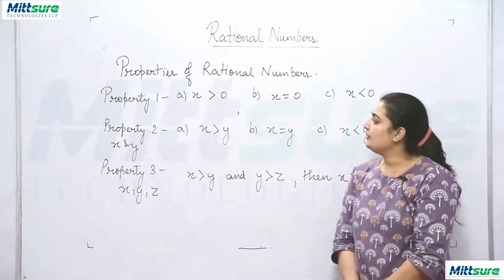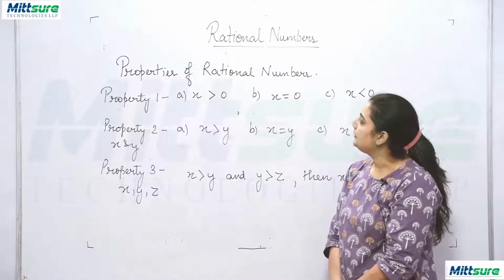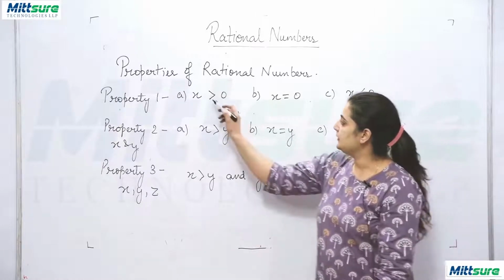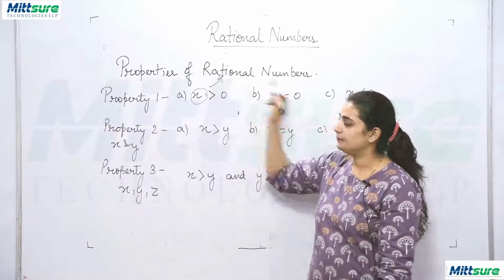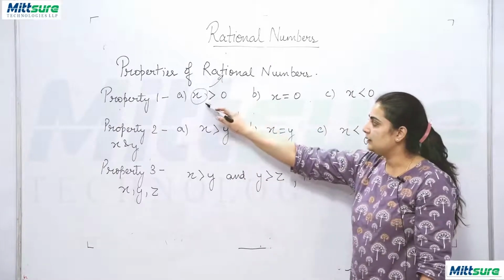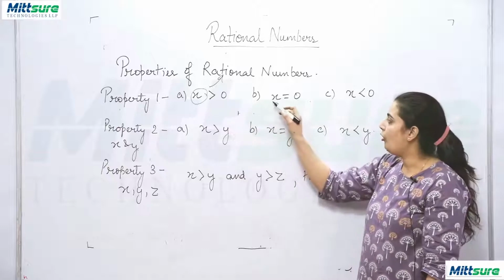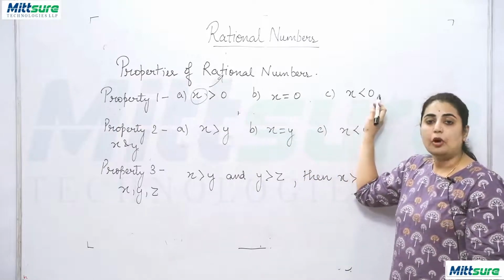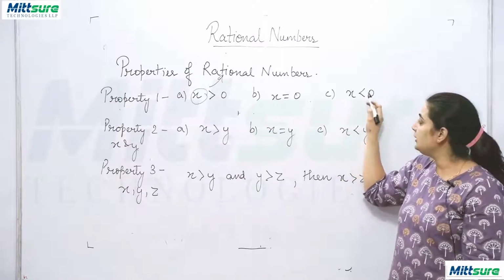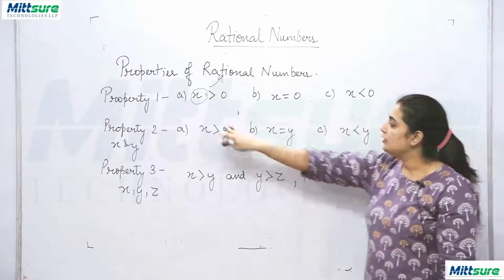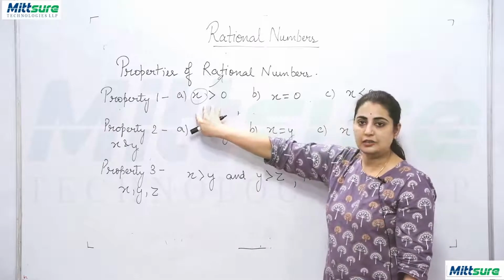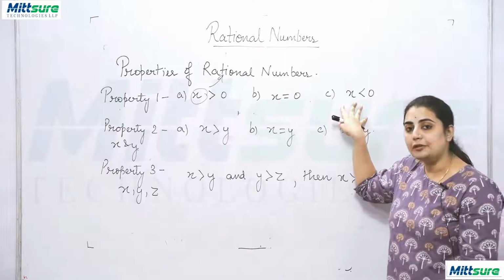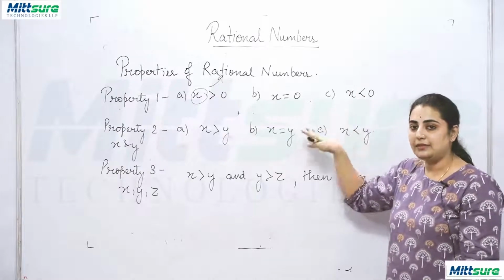In the next topic, we will be discussing the properties of rational numbers. Now property 1 says that if x is any rational number, its value is either greater than 0, or equal to 0, or smaller than 0, or 0 could be greater than the given rational number. So here we are talking of a positive rational number and here we are talking of a negative rational number, which we have already studied in detail in the previous sessions.